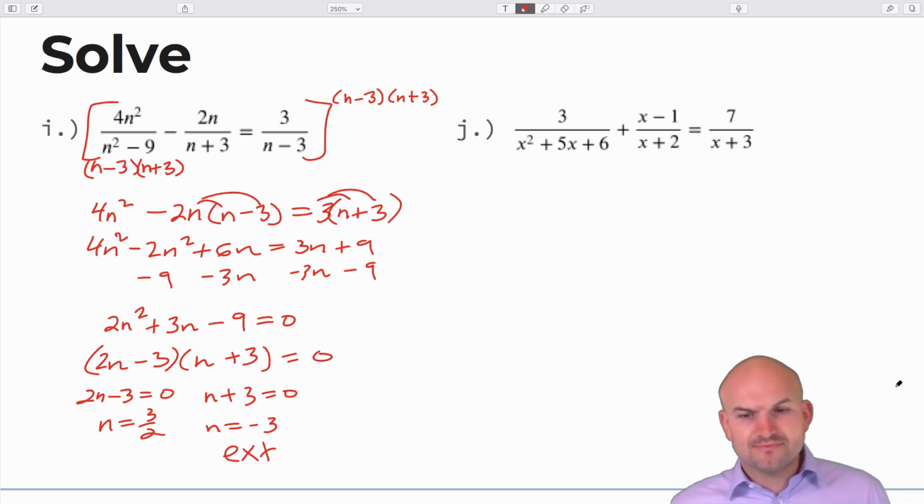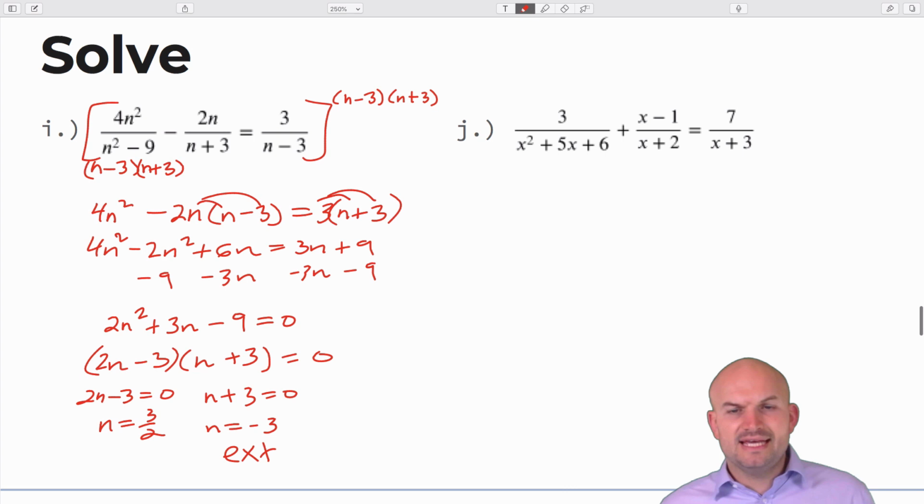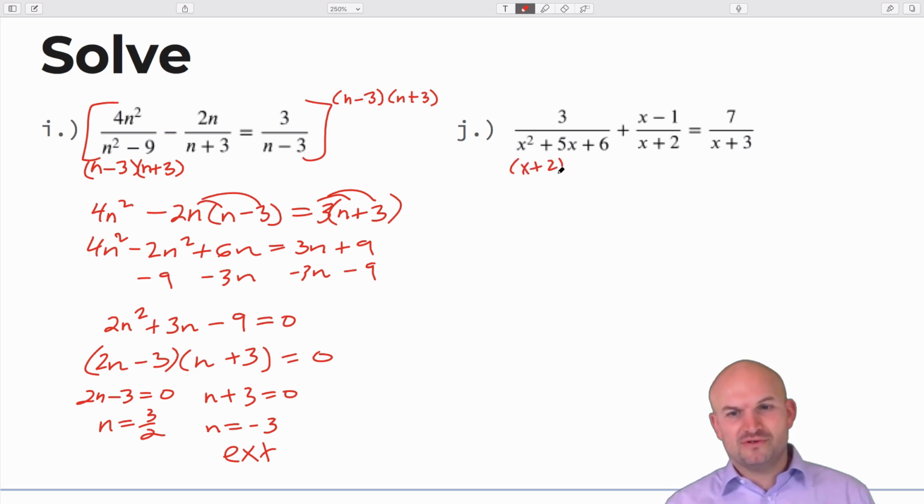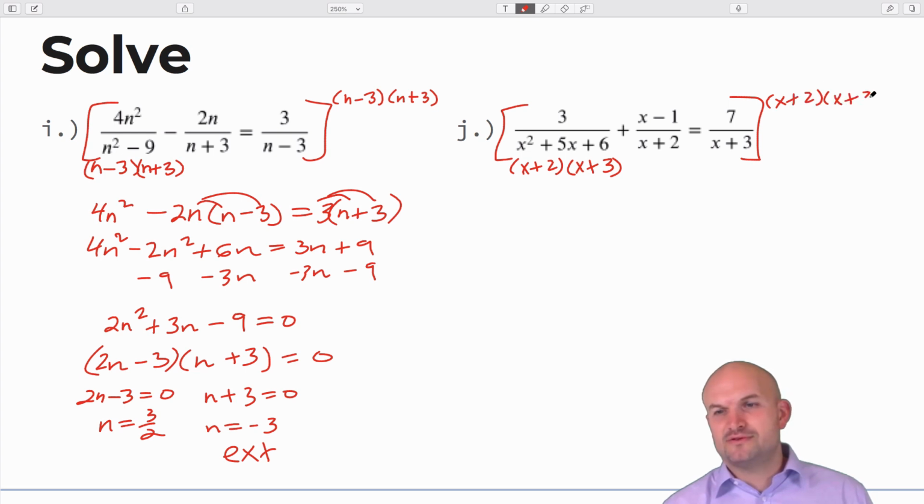For the next example here, in this next example, again, we want to see, well, I think this factored form might be like this, right? So x plus 2 times x plus 3. And again, that does work. So therefore, I'm going to multiply everything times x plus 2 times x plus 3. And by doing that, I get 3 plus x minus 1 times x plus 3 equals 7. X plus 3 is divided out, leaving me with an x plus 2.